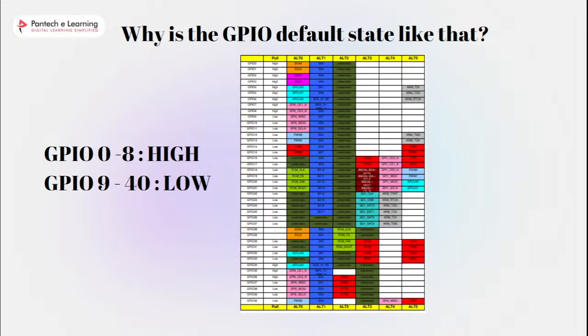Here, high means that there is a default pull up resistor on the pin, and low means there is a default pull down resistor on the pin. When you add a resistor between your pin and VCC, which is nothing but the power supply, this is a pull up resistor which makes sure that the default voltage you read is close to VCC, 3.3 volt for the Raspberry Pi. So for GPIO 0 to 8 there is an internal pull up resistor which will make you read high by default.